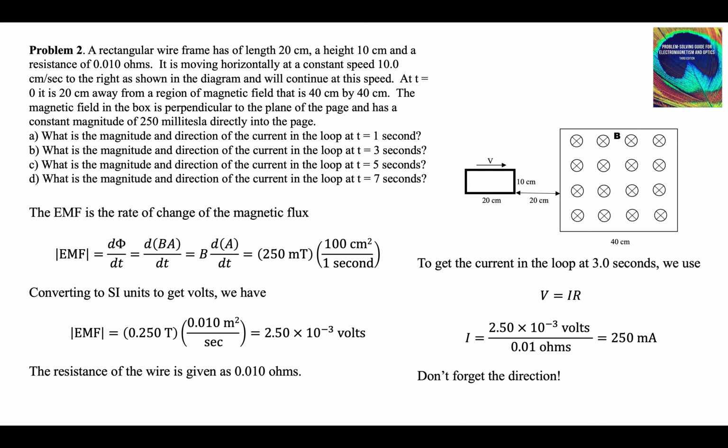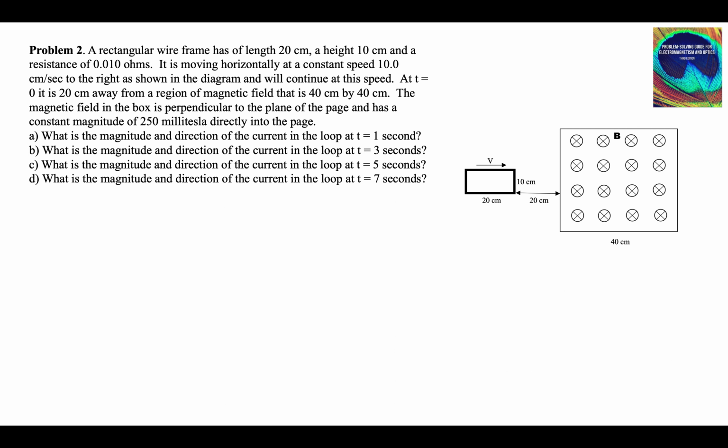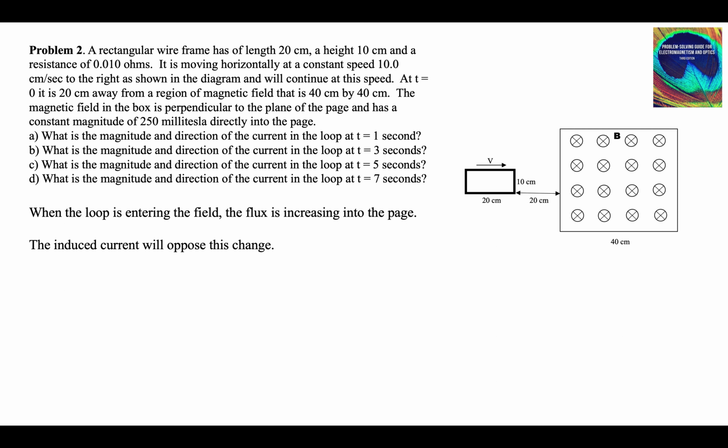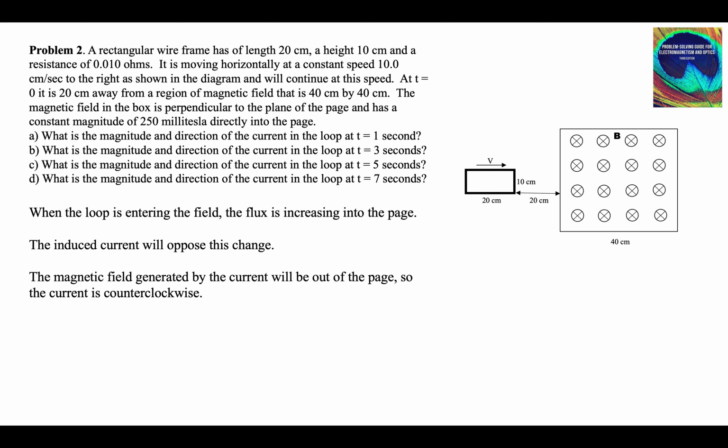But we have to do the direction as well. Let's think about the direction. When the loop is entering the field, the flux is increasing into the page. The induced current is going to produce a magnetic field that opposes this change. So it's going to make a field out of the page. The current in the loop must be counterclockwise to induce a magnetic field out of the page inside the loop.